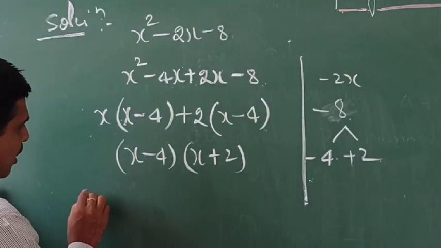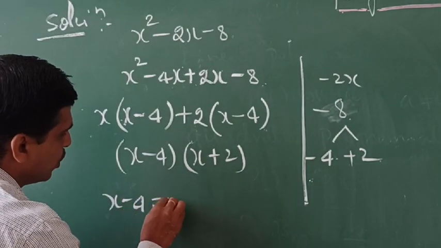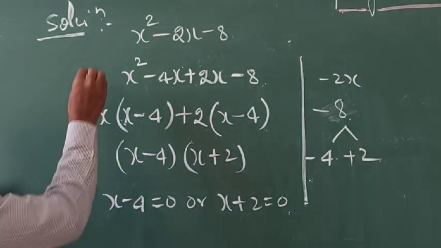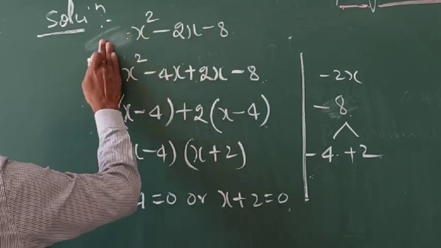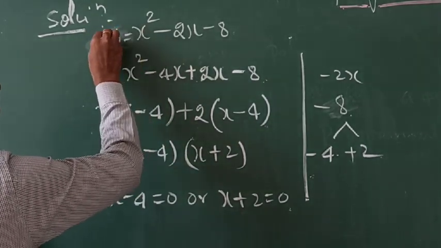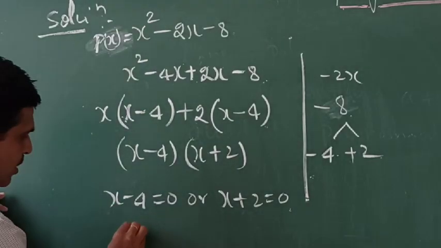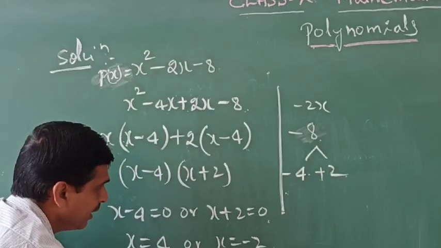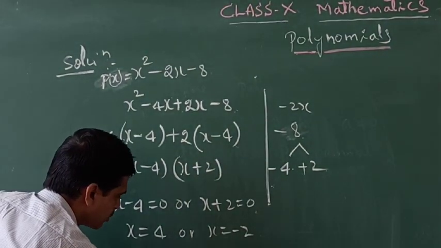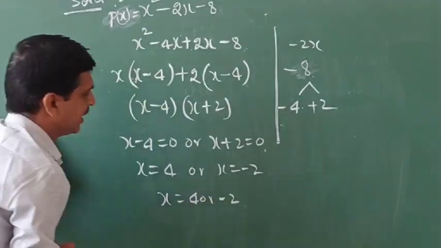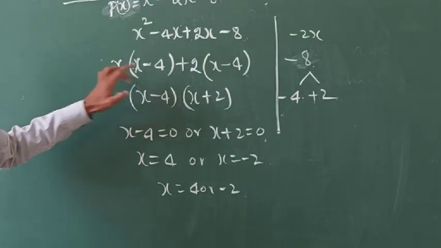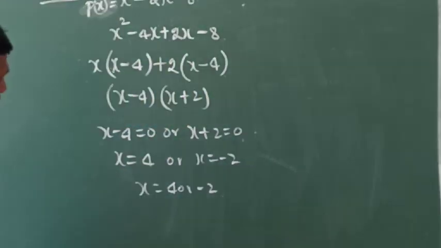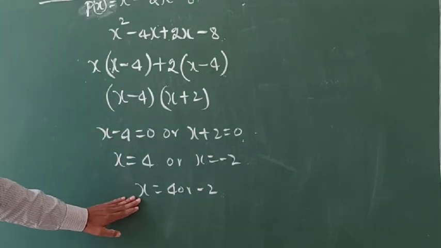Now let us assume x minus 4 is equal to 0 or x plus 2 is equal to 0, for the zeros of the polynomial. For the zeros of a polynomial, we should consider x values only. Now x is equal to 4 or x is equal to minus 2. At x equal to 4 or minus 2 only, this polynomial becomes 0. So now consider their relations. I have already found the factors and the x values.